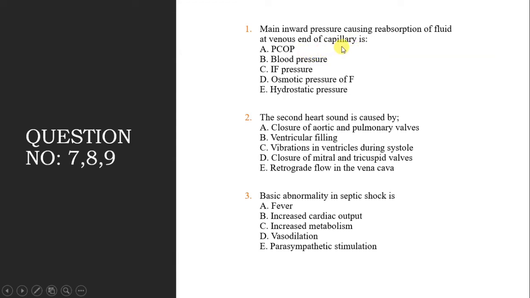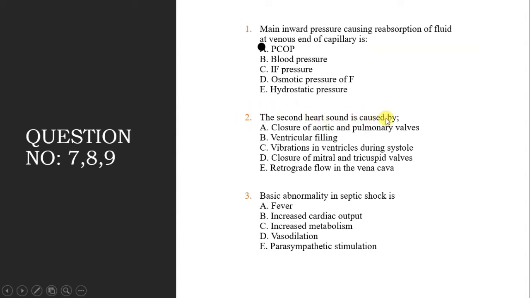So they exert a great pressure which is called plasma colloid osmotic pressure. If this pressure is increased, it causes the reabsorption of fluid into the capillary. So the main inward pressure is the plasma colloid osmotic pressure.